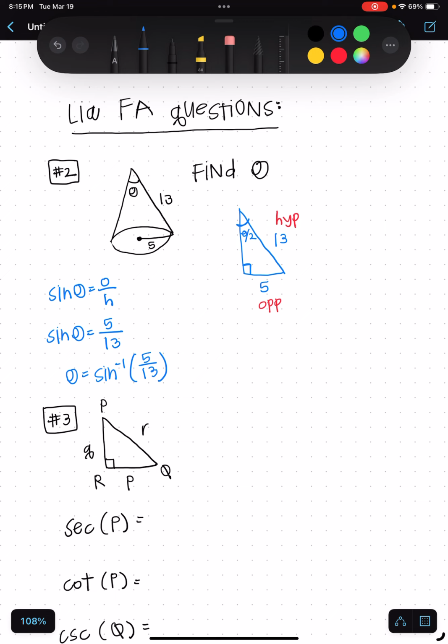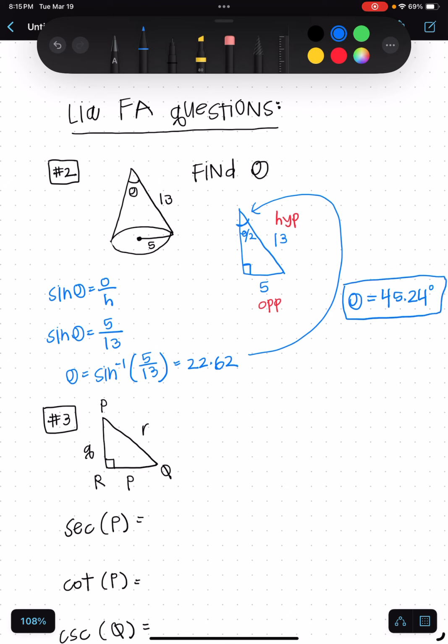When I plug that into my calculator, I get 22.62. But like we talked about, this answer goes to this angle, and that's not the angle we're trying to solve for. We're trying to find the overall angle, and what we did originally is cut it in half. So to find the bigger angle, we just take that 22.62 and multiply it by 2, which means my overall theta, or my final answer, would be 45.24 degrees. So that's your first answer.